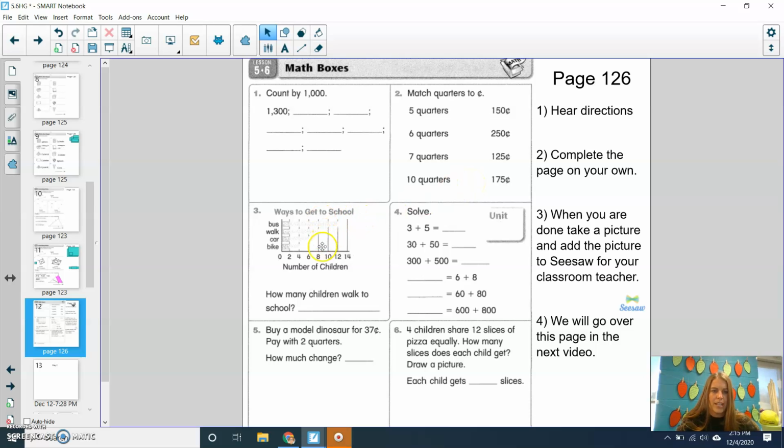For question 3, you're telling the ways to get to school, so how many children walk to school. Solving for number 4. For question 5, buy a model dinosaur for 37 cents, pay with 2 quarters, how much change? And then for our last question, number 6, 4 children share 12 slices of pizza equally. How many slices does each child get? If you want to draw a little picture at the bottom, that might be helpful, and then answer the question.